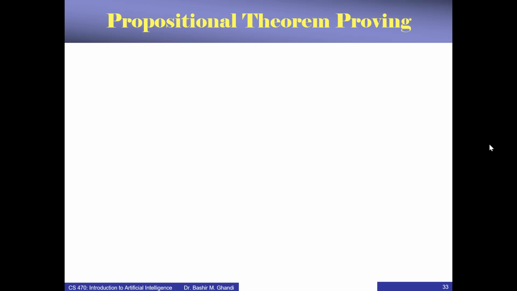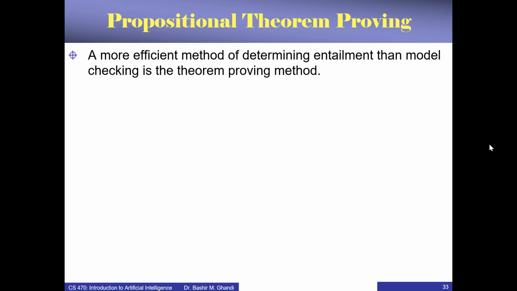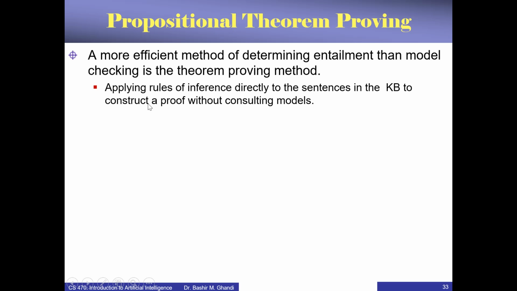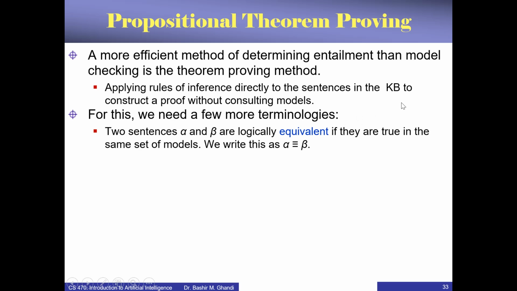Okay, propositional theorem proving. A more efficient method of determining entailment than model checking is the theorem proving method. This basically involves applying rules of inference directly on the sentences in the knowledge base to construct a proof without consulting models. Now, in order to explain this method, we need a few more terminologies.